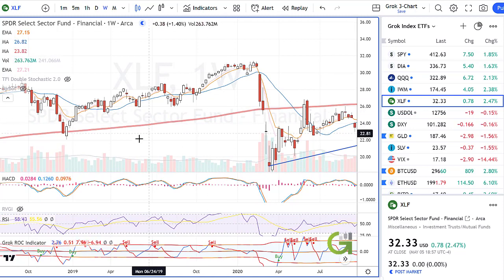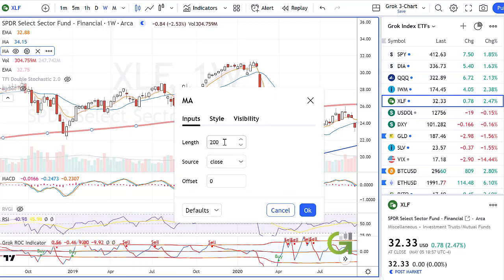The 200-day. I wonder if I were to make this 200-day like a 220 or something. Let me see something. Let's make this 220, and I just want to see what happens here.